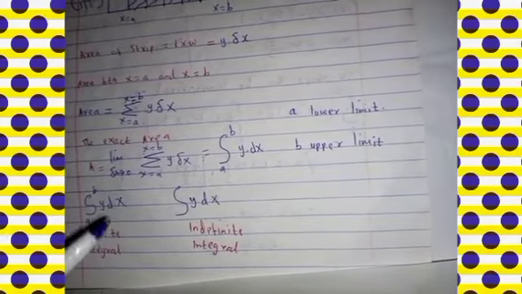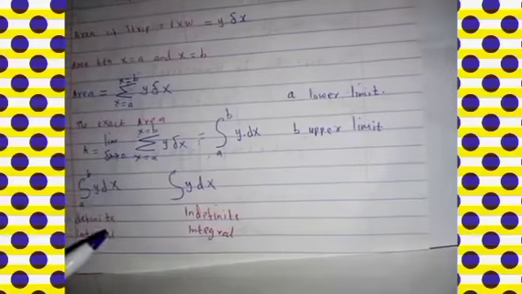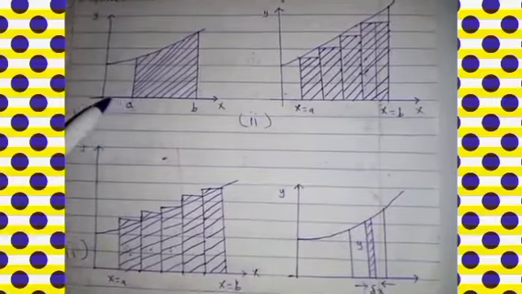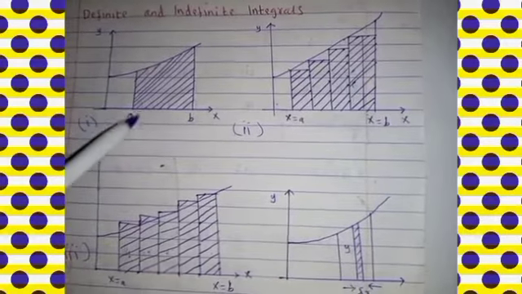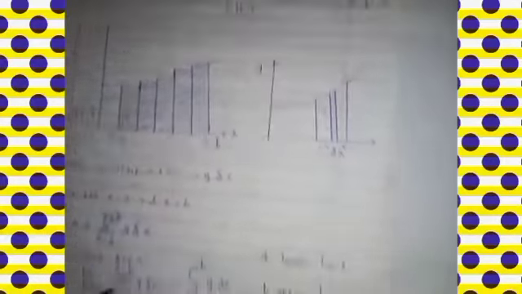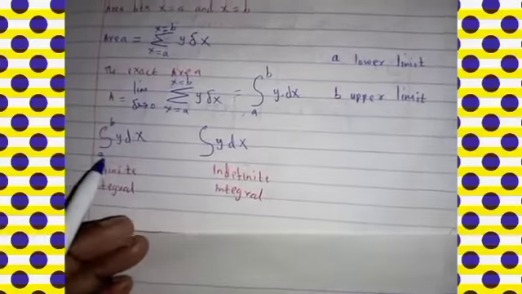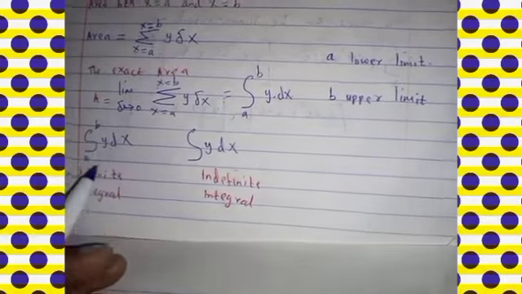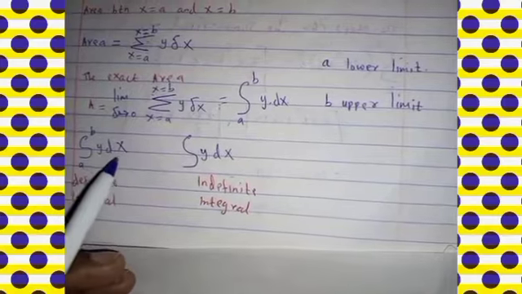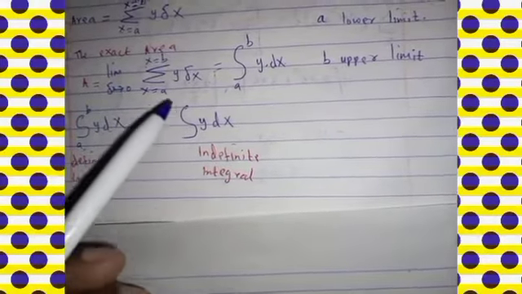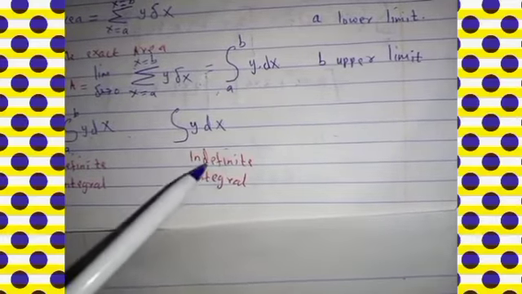Now, in case you are given the boundaries, this is what is called the boundary. In case you are given the boundary of your curve, like in this case, that is what is called a definite integral. And it is written this way, for example, a to b of y with respect to x. This symbol means we integrate function y with respect to x from a to b. This is called a definite integral. In the case where you are not given the boundaries, that is what is referred to as an indefinite integral.